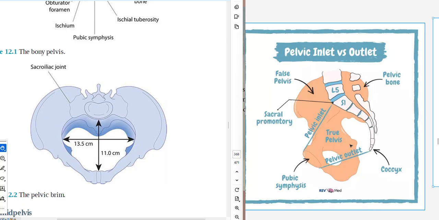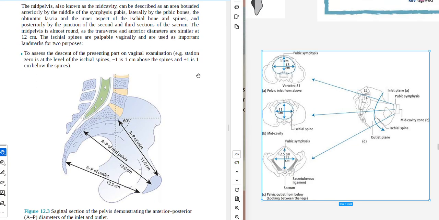Okay, so can you remember that the pelvis has three important levels, right? There's a pelvic inlet here, which has a normal angle of 60. This is increased in Afro-Caribbean women, it becomes 90. Then we have the mid pelvis, right? This is the mid cavity. And this normally has your 12 centimeters, right? The lowest one is 13.5 centimeters, and the first one, the inlet, is 11 centimeters, right? So 11, 12, and 13.5. It's increasing as you go down.